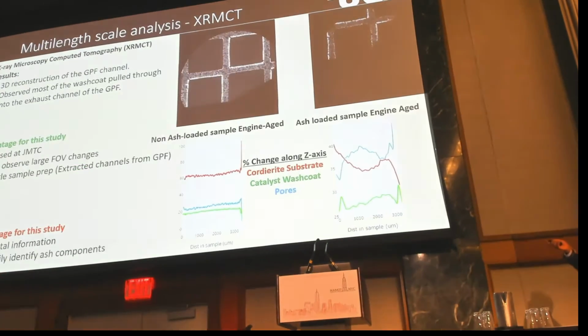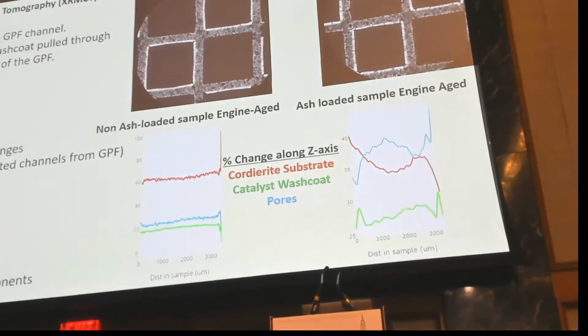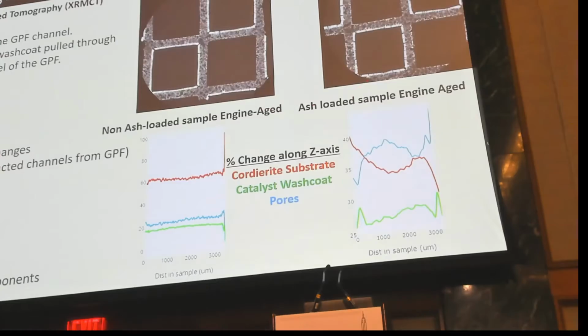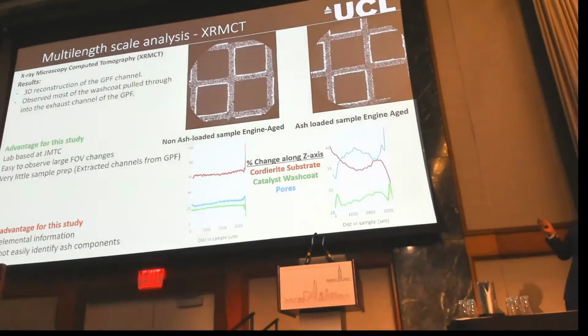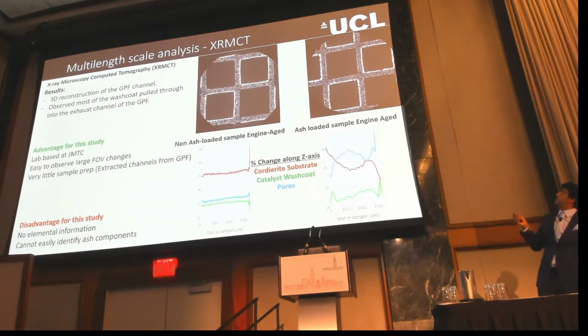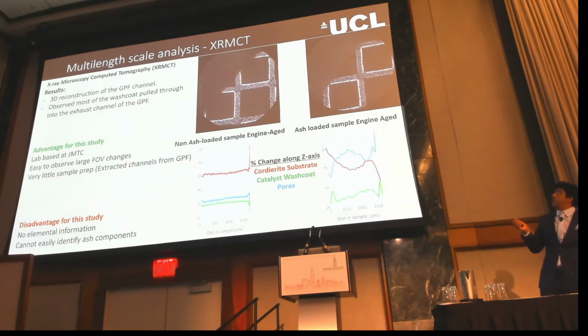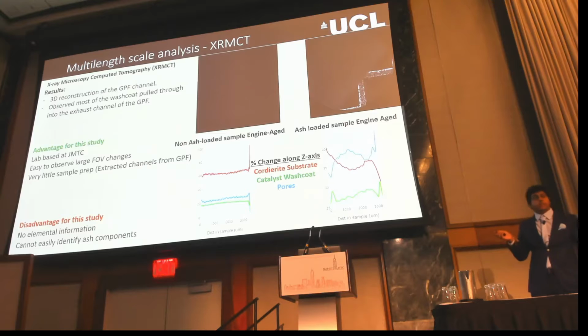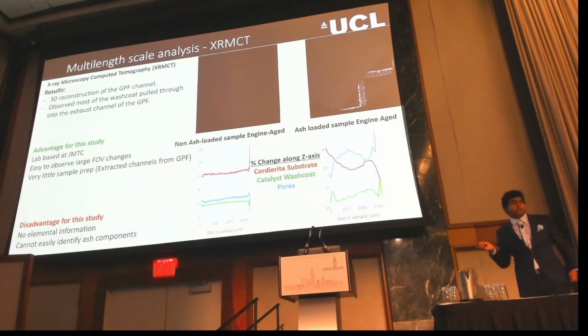The main information we found from this is that with the pre-ash deposited GPF, the one on the right here, it's quite hard to see, but in the top right corner the ash is deposited in this channel, but the actual catalyst washcoat is in the adjacent channel, which isn't the case in the non-ash sample. So we believe that this is actually due to the manufacturing of the GPFs.